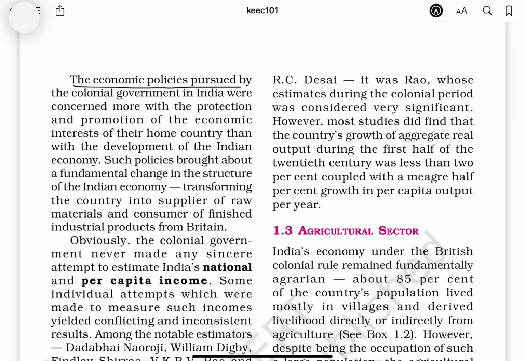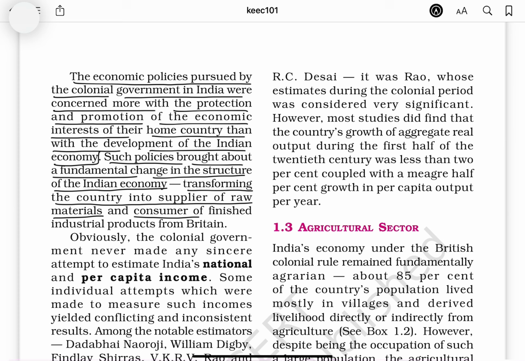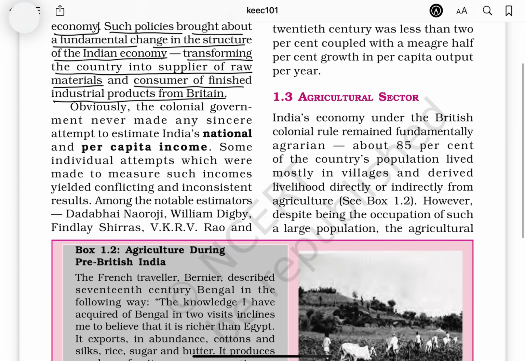The economic policies pursued by the colonial government in India were concerned more with the protection and promotion of the economic interest of their home country than with the development of the Indian economy. Such policies brought about fundamental changes in the structure of the Indian economy, transforming the country into a supplier of raw materials and consumer of finished industrial products from Britain.